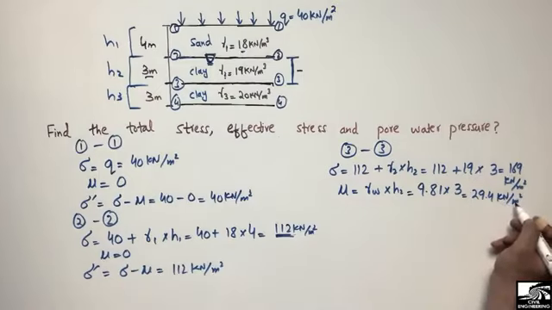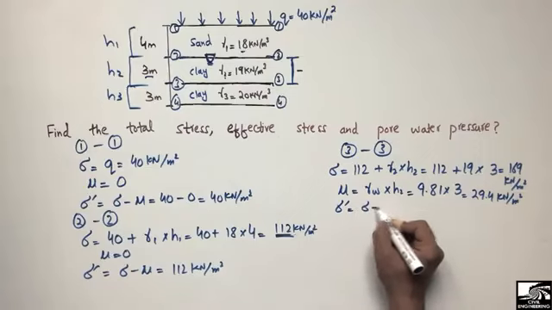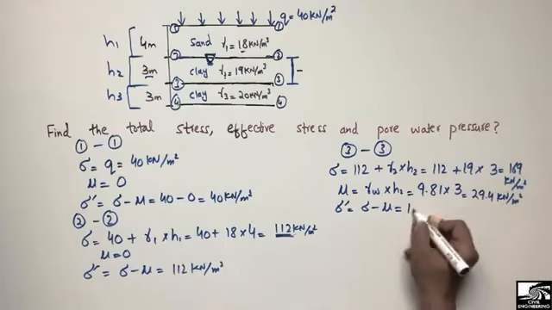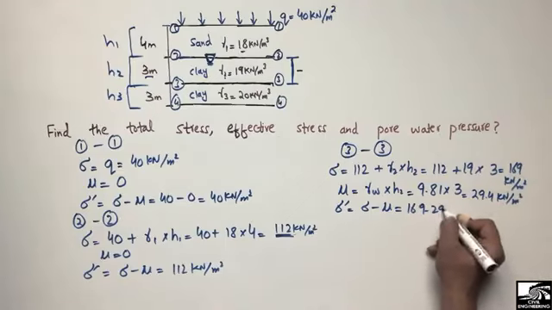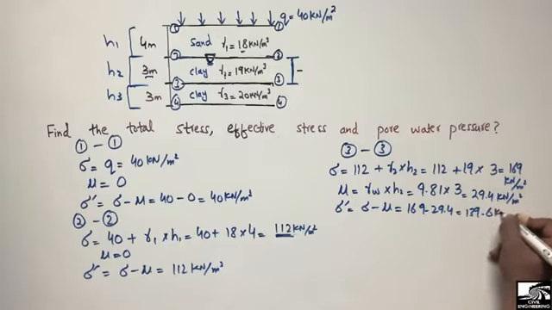kilonewton per square meter. Now, how to find the effective stress? It is equal to the total stress minus the pore water pressure. So total stress is 169 minus 29.4, we get 139.6 kilonewton per square meter.